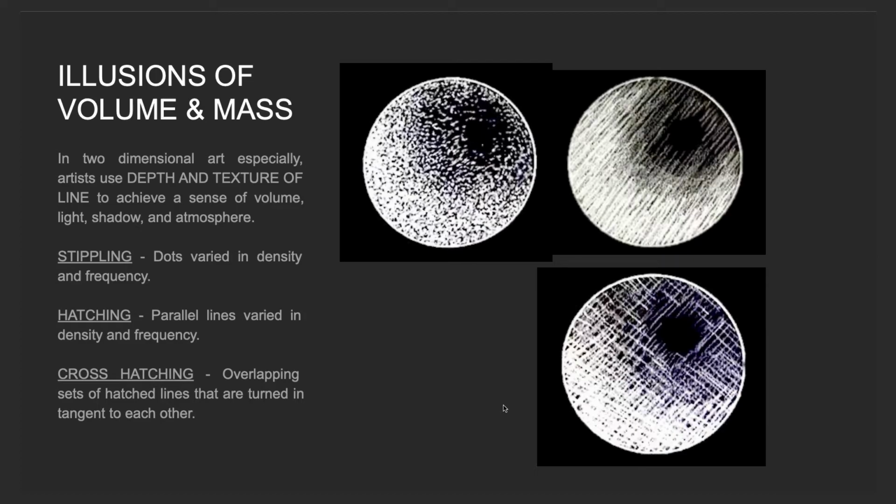There are three processes commonly used in drawing. We have stippling here, hatching, and cross-hatching. These lines to show shadow are closer together here. The dots are closer together, and farther apart to show highlights.